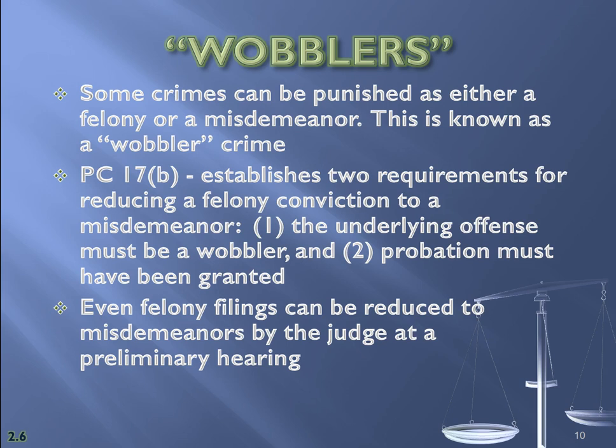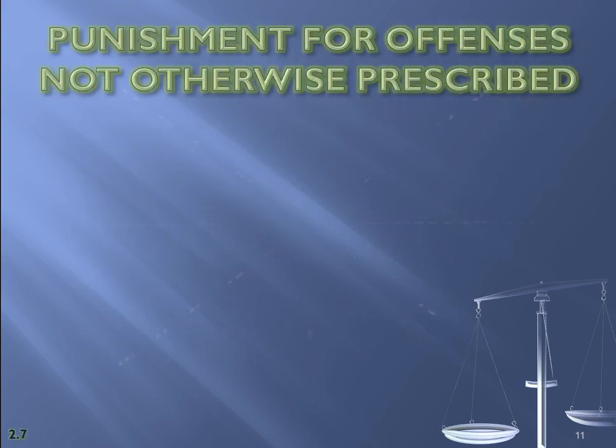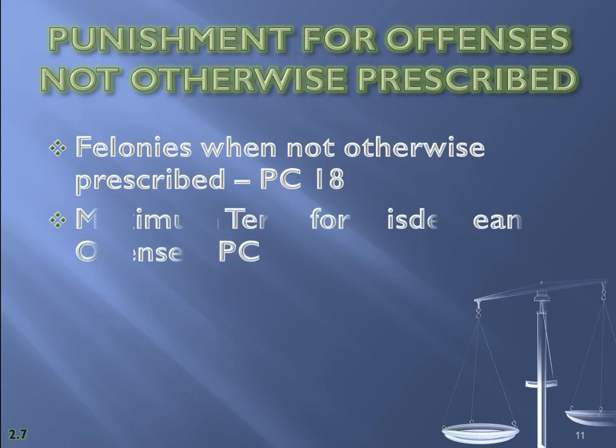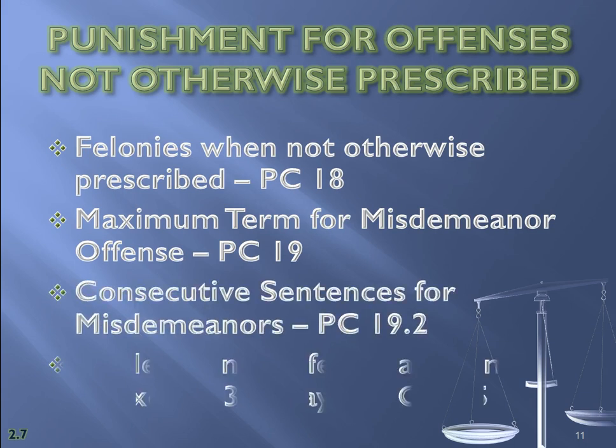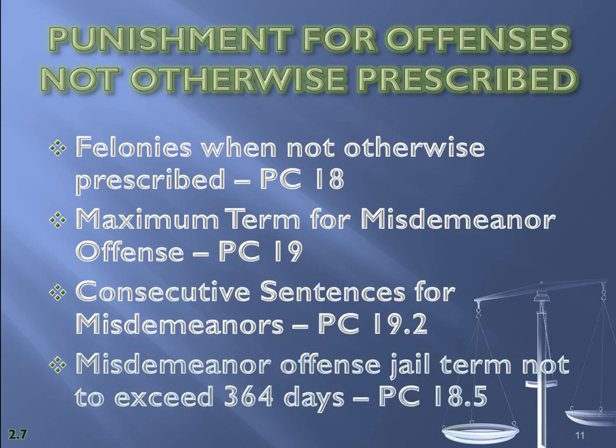So just remember, the easy way, I know this was a lot of legalese: a wobbler is a felony that can basically be filed as a misdemeanor. It can be done by the prosecution at the time of filing, by the judge at the preliminary hearing, or at sentencing as well. There are some other things to consider, and I'm going to let you look at these at your leisure. We're talking here about punishment for offenses not otherwise prescribed.